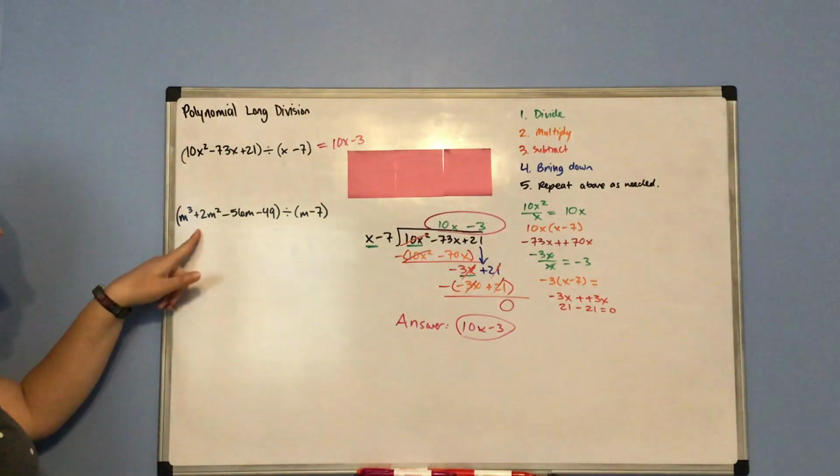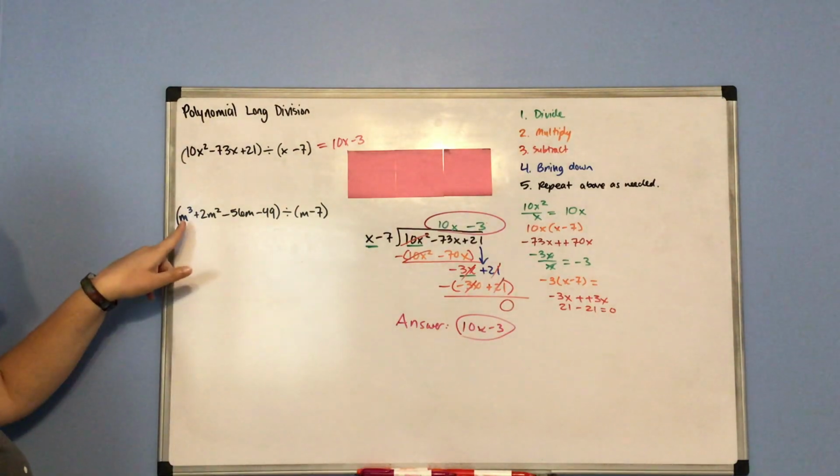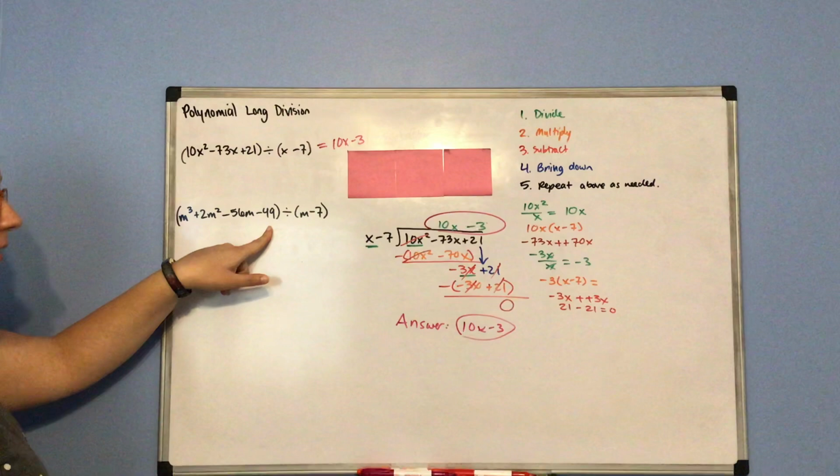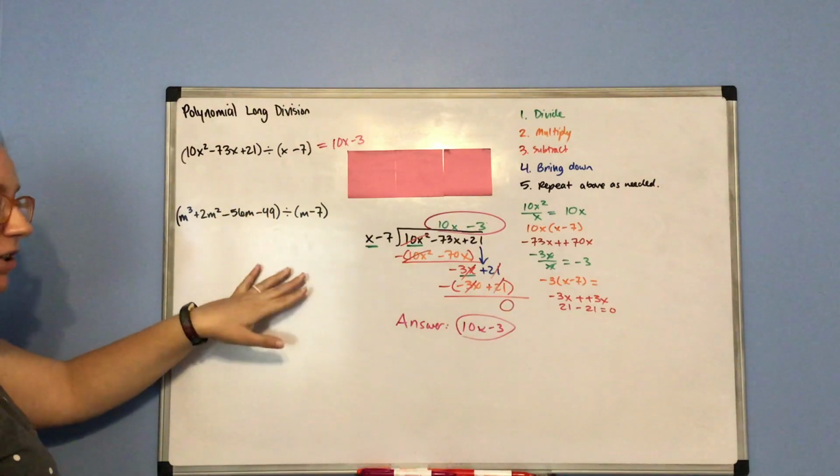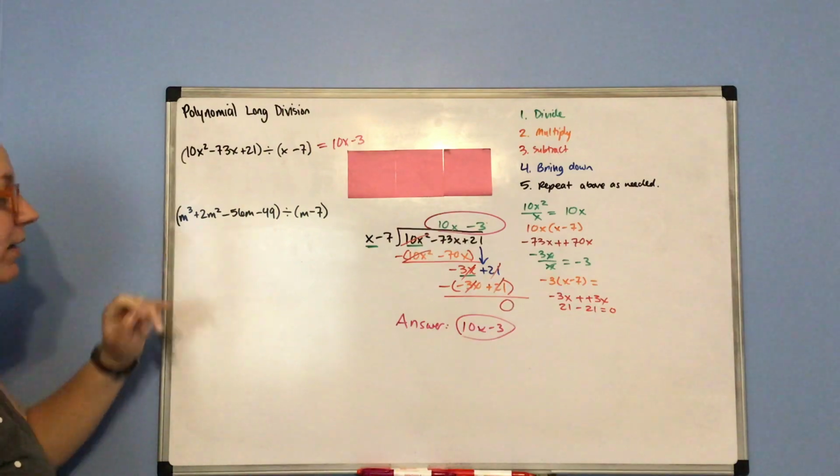Let's try one more. Let's try this other problem. Notice that this has 1, 2, 3, 4 terms to start with, whereas this one has 1, 2, 3. So this one will take us a smidgen longer just because there's more things that need divided to be starting with.